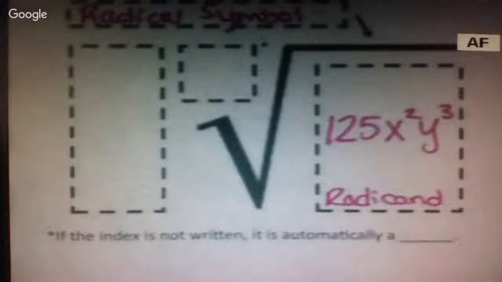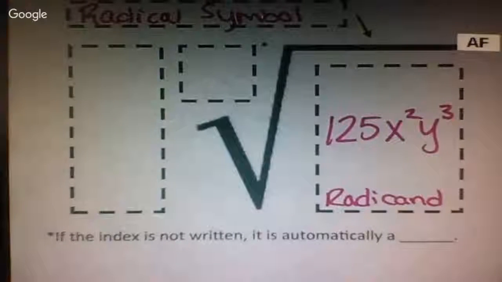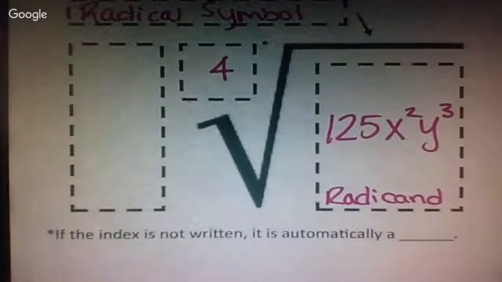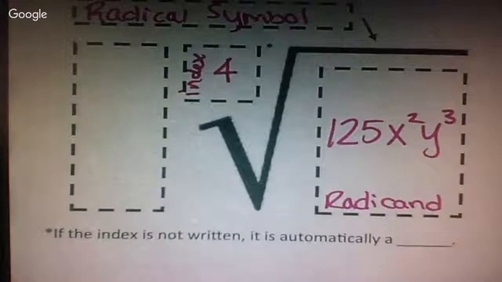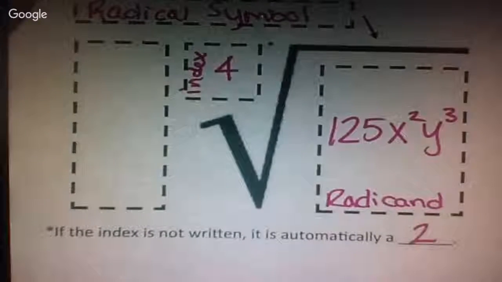Okay. The little number that we wrote, the cubed root, the fourth root, whatever number is written here, and it's a tiny number, this is called your index. That tells you how many numbers or how many variables you need to multiply together. If your index is not written, if you just have the square root symbol, your index is automatically a 2.